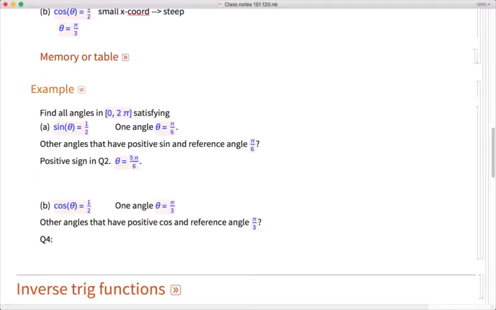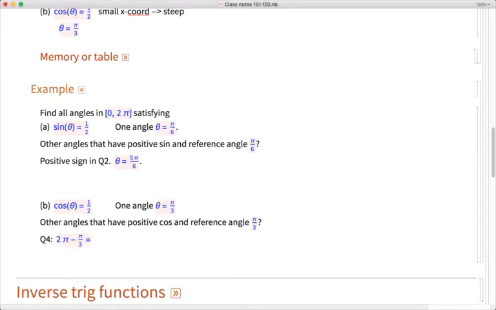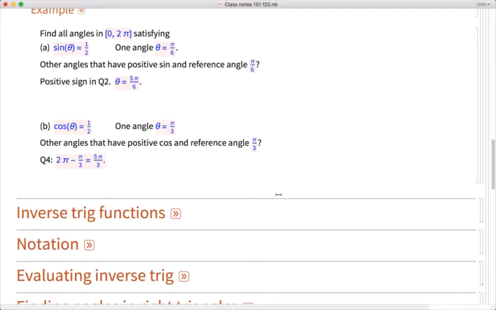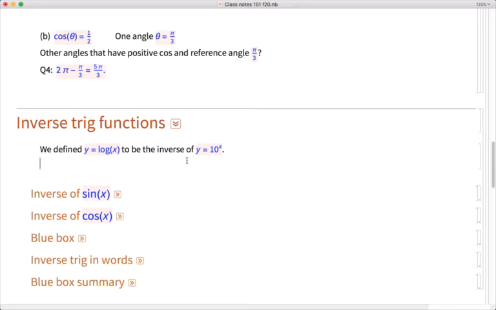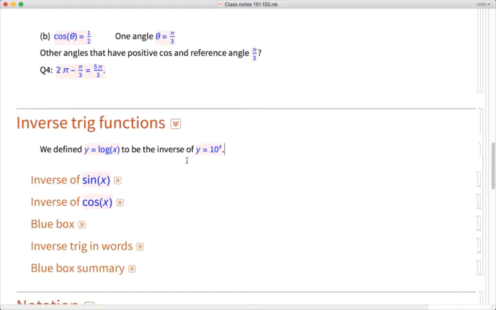So in Q4, for the reference angle to be pi over 3, the angle would be 2 pi minus pi over 3, and that's 5 pi over 3. So that's the second angle in this interval. Okay. I wish I had a tablet where I could draw those pictures quickly, but I'd be glad to do that in class. Okay, so the goal of this section is to be trying to define inverse trigonometric functions.